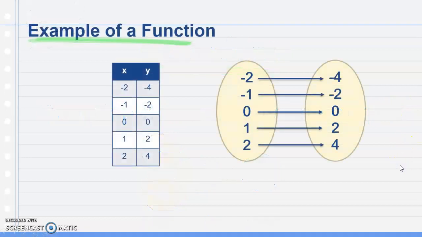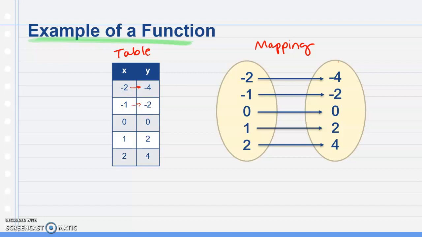So here are two examples of, they're the exact same thing, but this is a function. I wanted to show you in multiple representations. Here we have it in a table, and here we have it again in a mapping. We're showing the exact same thing. So -2 goes to 4, -1 goes to -2, and so on and so forth.